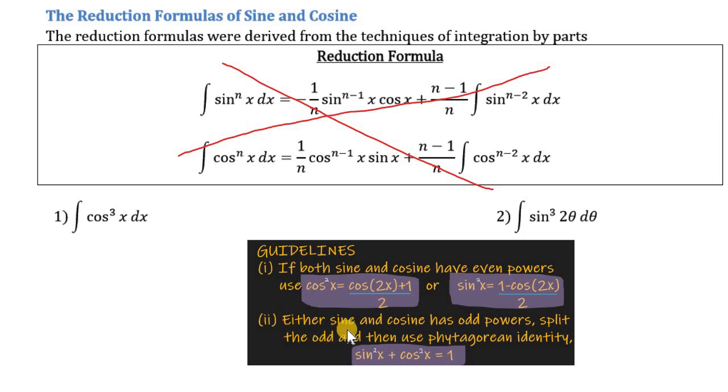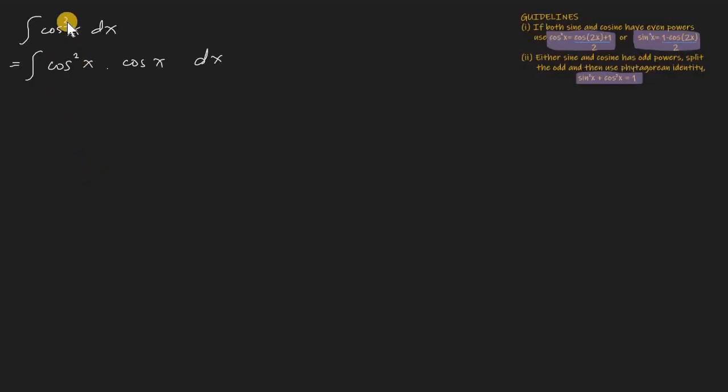Number 2: if either sine or cosine has odd powers, split the odd power and then use the Pythagorean identity. Let me rewrite this and we will do it together. We split this power 3, as in the guideline, and then we use the Pythagorean identity: cosine square x is 1 minus sine square. So this cosine square, we change it as 1 minus sine square. That is the technique.